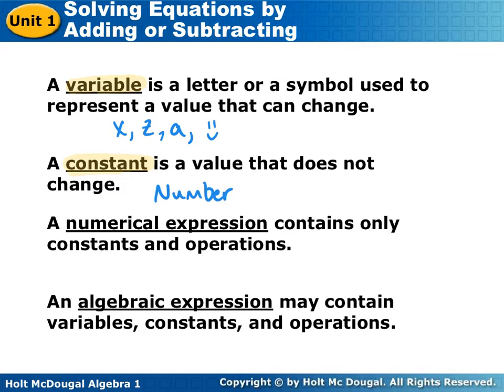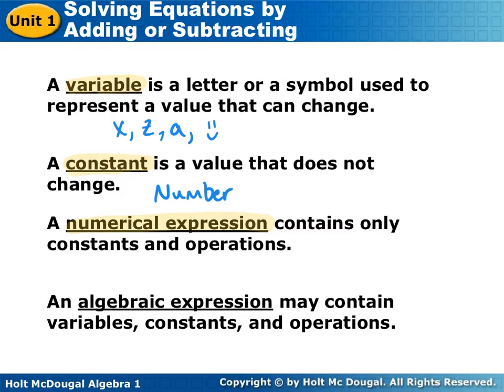Next one, a numerical expression. A numerical expression contains only constants and operations. So what term did you not see there? Let me narrow that down. From the two that we did before, what is not there? A variable. A variable is not there.